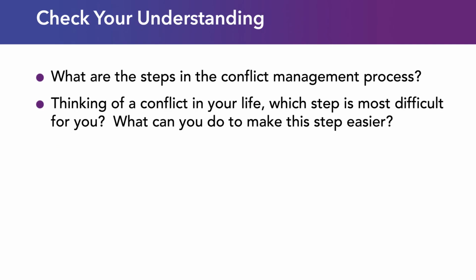Okay, so for this last section, what are the 7 steps in the conflict management process? Right? And what happens at each step? What are the things to remember about each step? And if you think about a conflict that exists in your life, which of these steps, let's say you've decided you want to do some conflict management, which of these steps do you think is going to be the most difficult for you? And what can you do to make this step easier? Because if it's an important relationship, you want the relationship to continue.